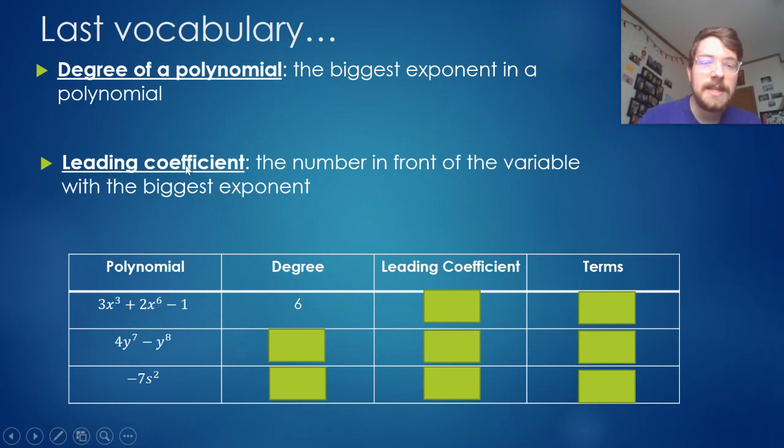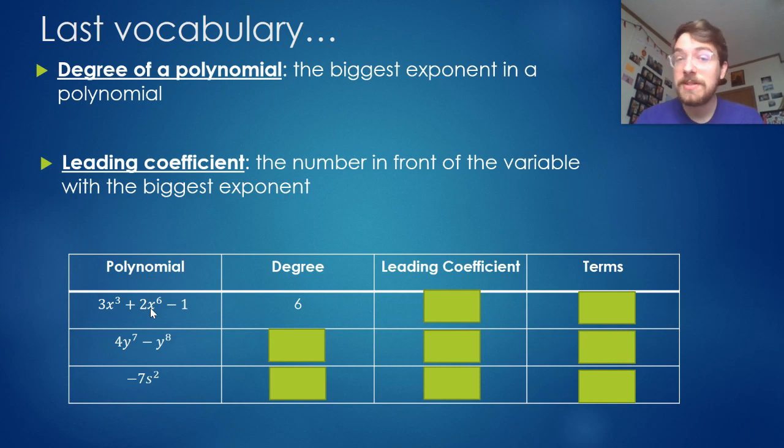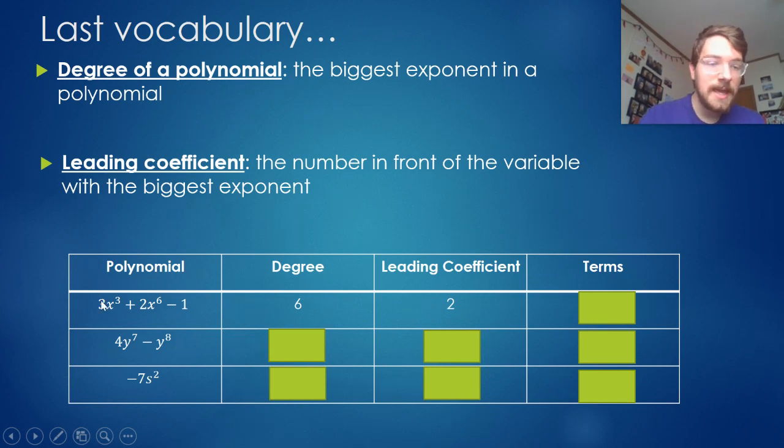And then when I'm asking for leading coefficient, I'm asking for the number in front of the variable with the biggest exponent. So going back to our biggest exponent, cool, it's 6. And it's attached to an x. The leading coefficient is going to be the number in front of that x, which we can clearly see is 2 right there. So that's all I'd be looking for in this case. And the number of terms, I'm just counting how many I got. I got 1, 2, 3. So it'd be a trinomial in this case.